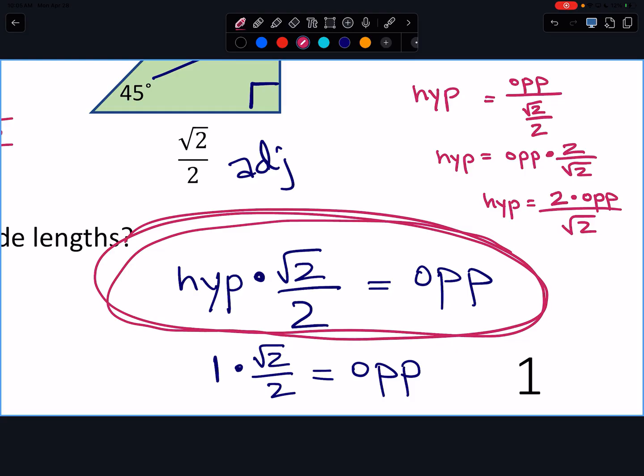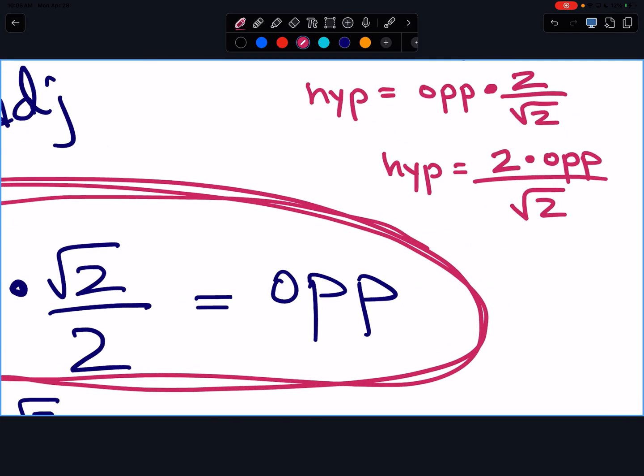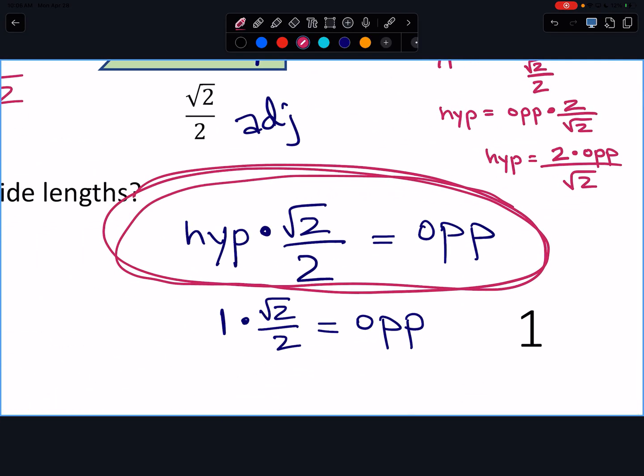Yes? And then for some strange reason, whenever we have formulas in here, we don't like radicals in the denominator. So if you had to rationalize that, what would you do? You would multiply by the square root of 2 over the square root of 2, right? So this would become what? That would become 2 times square root of 2 times opposite, yeah? All over 2, because the square root of 2 times the square root of 2 is 2.